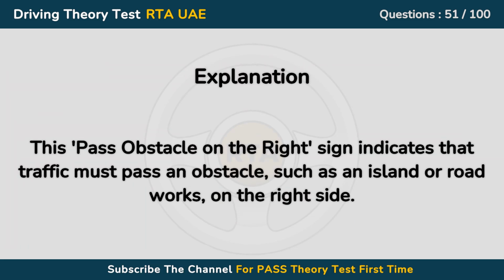Question 56. How far should you signal before making a turn or changing lanes? A. Just as you begin to turn. B. At least 30 meters before. C. Only if there's traffic behind you. D. About 5 meters before.